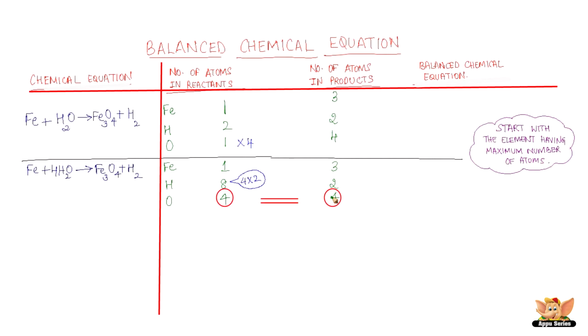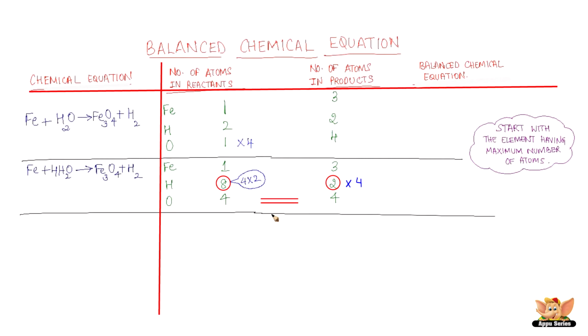Only oxygen is balanced now. The equation is still not balanced though. Can you guess which element is next? Yes, hydrogen. Now it has the maximum number of atoms, that is 8. Hydrogen on the product side needs a fix. Multiply 4 times 2 to get 8.